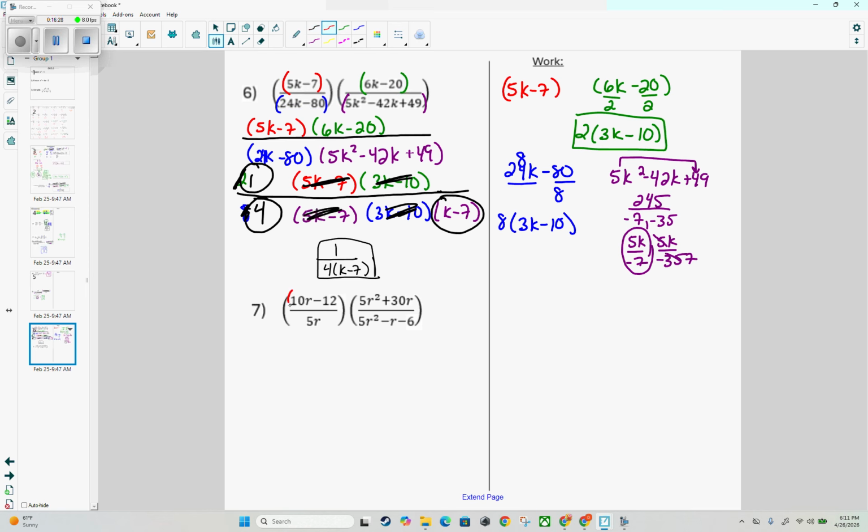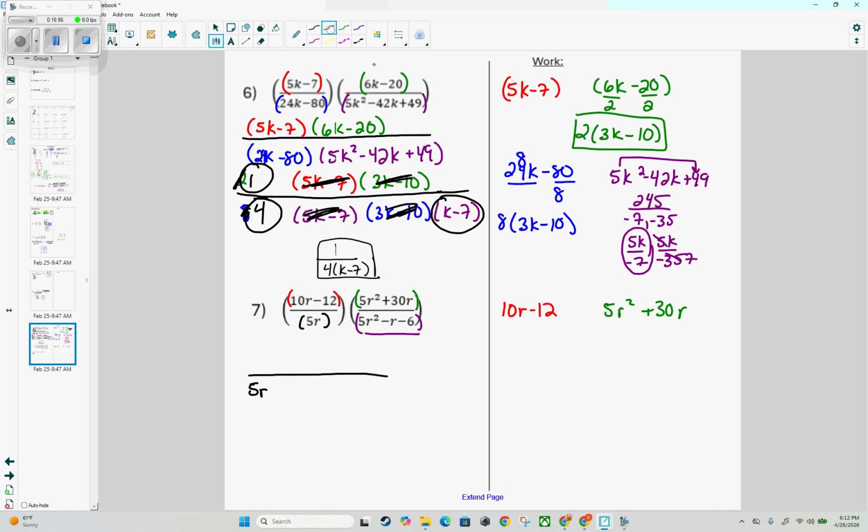All right, so I'm going to color code. I have my red, which is 10r minus 12. I'm going to have my green, which is the 5r squared plus 30r. And I'm going to start by factoring those. These are all going to go on top and bottom, so I'm just going to kind of move this. I can see this one, the 5r right here. He's single, nothing to factor, so I'll just put him down at the bottom. But I will have to deal with this guy, the purple one.